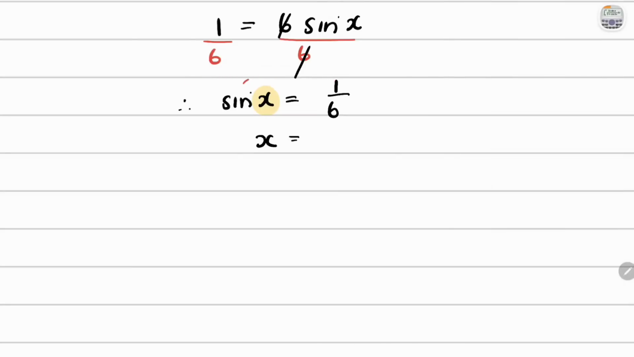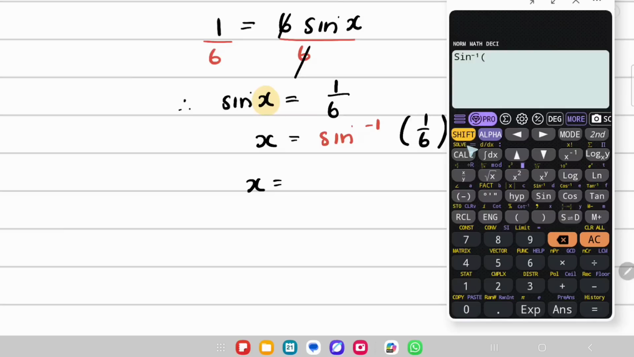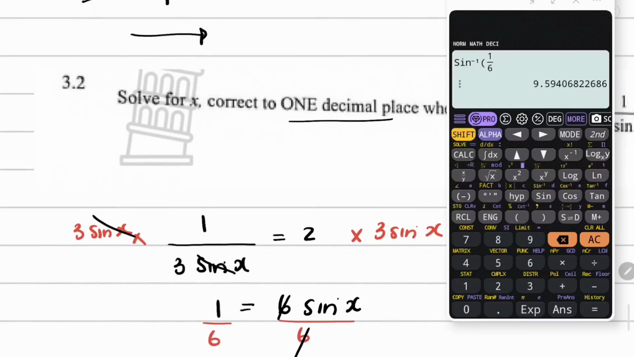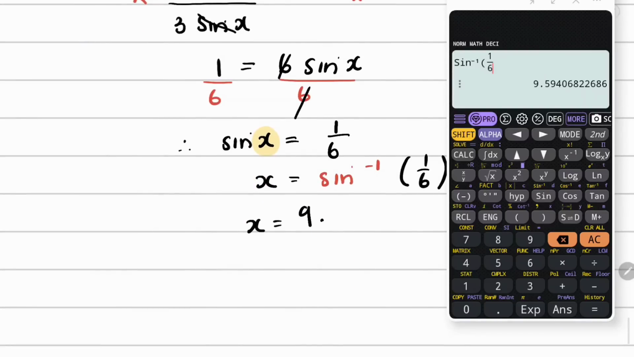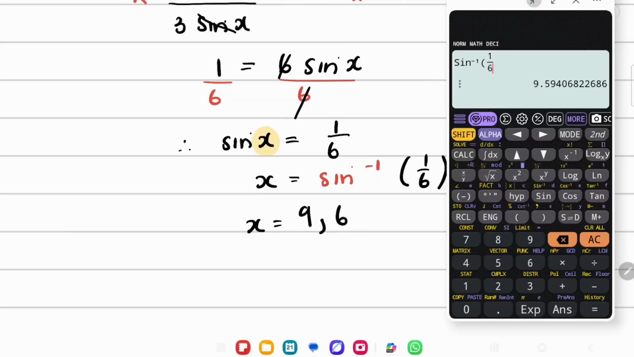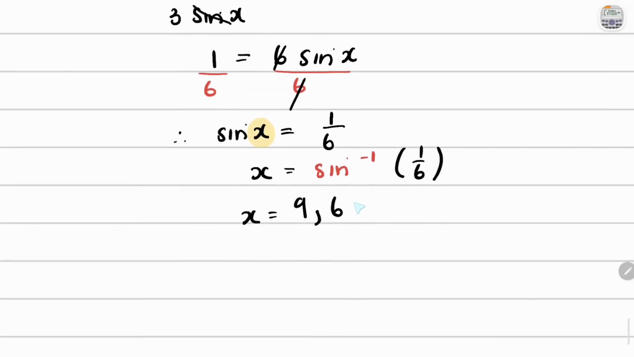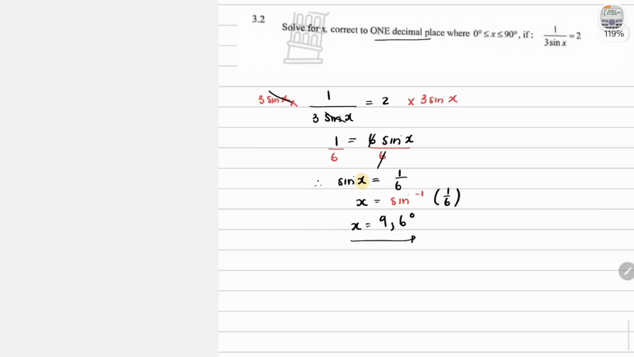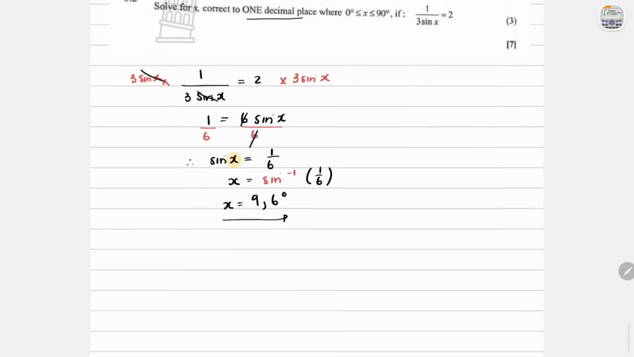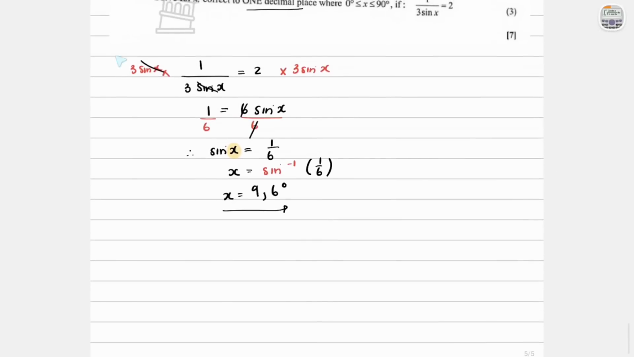Okay, but how I would like to see it is we take it over, and then it becomes the inverse, which is shift sine, and then we have 1 over 6. So you find your answer. So shift sine of 1 over 6. Okay, 9.59. But remember they say round off to 1 decimal place. So that is going to be 9.6, because the 9 is going to round up. So 9.6, and this is an angle, so degrees. And that is our answer for x. Okay, so that is it for question 3, and we move on to question 4.